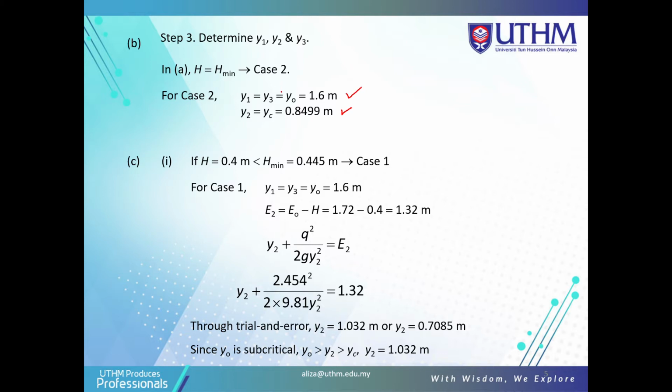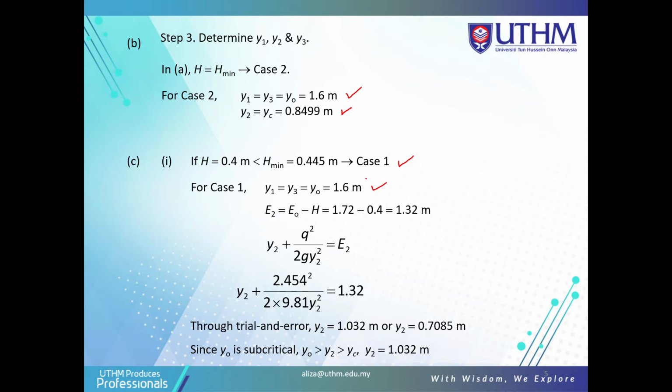Now we look at the calculation for C. If H is 0.4 meter, this is less than H minimum, which is 0.445 meter. So this is case 1. You must know which is case 1 and which is case 2. So for case 1, y1 is equal to y3 is equal to y naught, which is 1.6 meter.